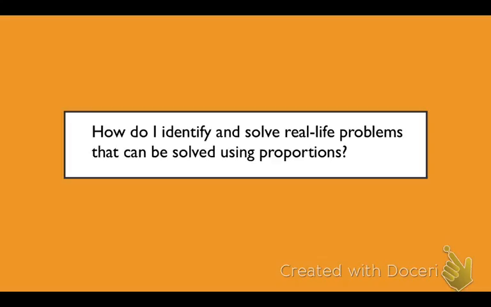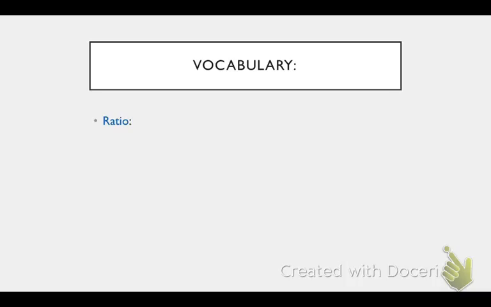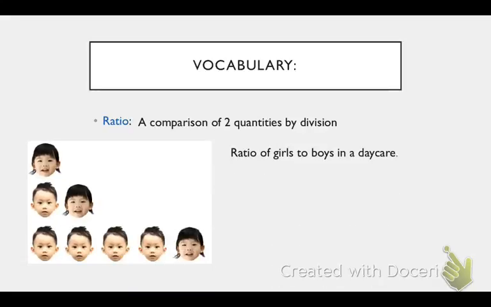Ratios and proportions. At the end of this lesson, you should be able to answer, how do I identify and solve real-life problems that can be solved using proportions? In order to answer this question, you will have to be able to identify a ratio. So let's establish what this is. It's simply a comparison of two quantities by division.